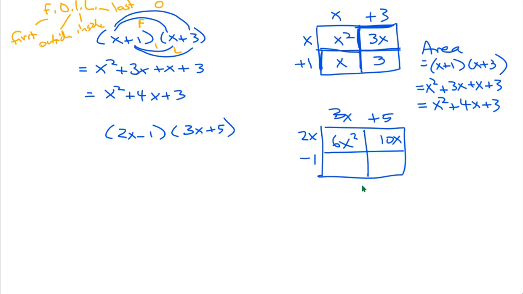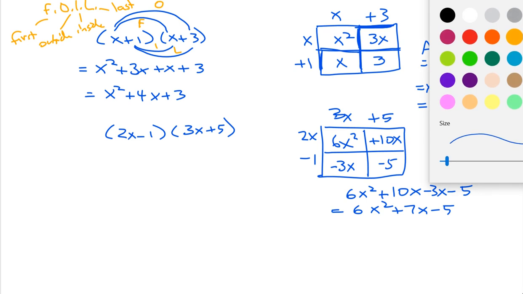Now, the next bracket is -1 times 3x, so I'm going to put that negative in there. I mean, we could put the positive in the 10x too. And then the last one is -1 times +5, which is -5. So altogether, you're going to get 6x squared plus 10x minus 3x minus 5, which is 6x squared plus 7x minus 5.